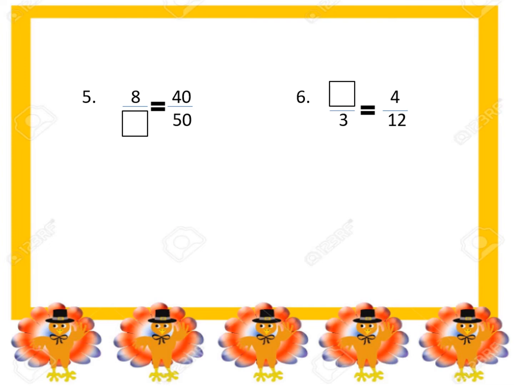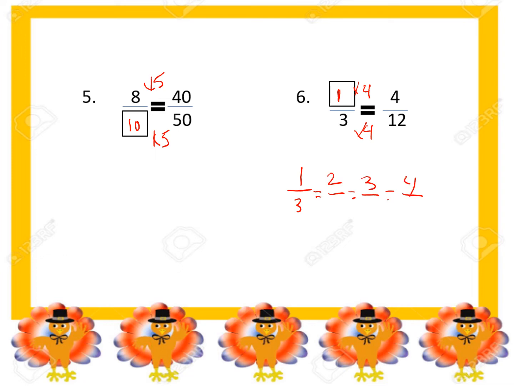So what did I do to 8 to get to 40? I multiplied by 5. 8 times 5 is 40. So what number times 5 is 50? Well, the answer to that question is 10. 10 times 5 is 50. Here, 3 times 4 is 12, so I know a 4 is here. So what number times 4 is 4? And that's right, the answer is 1. 1 times 4 is 4, 3 times 4 is 12. 1/3 is equal to 4/12. You can always check it with the skip counting method.